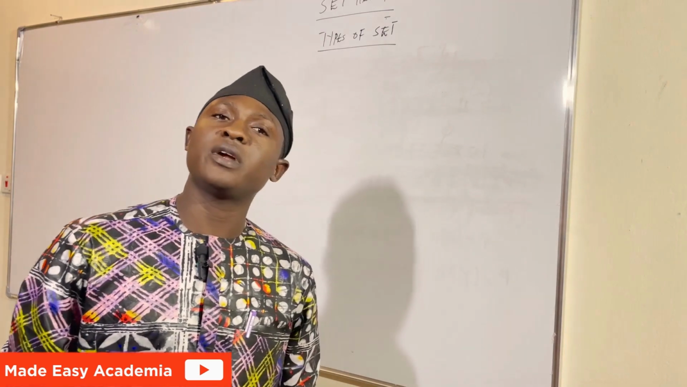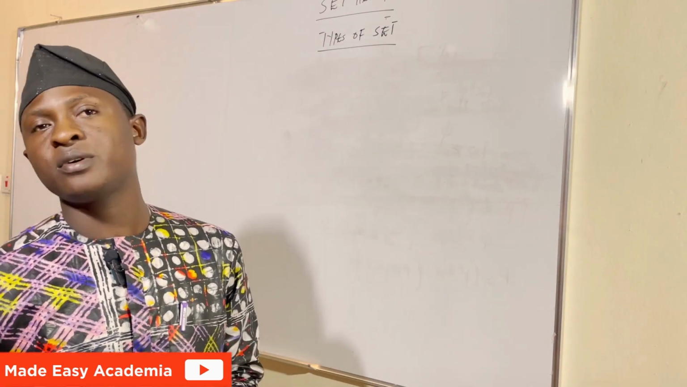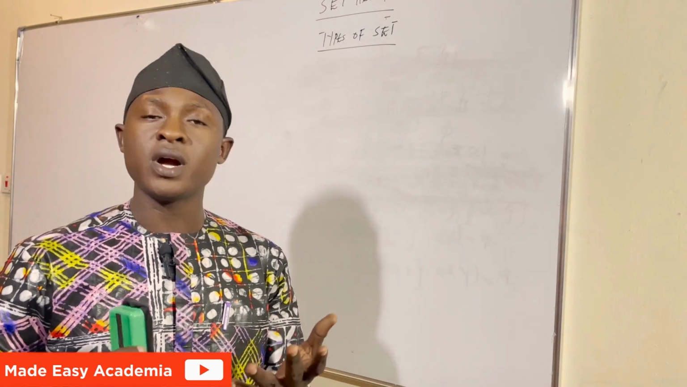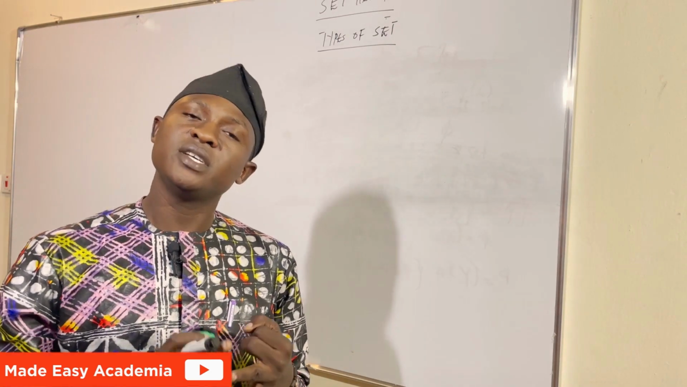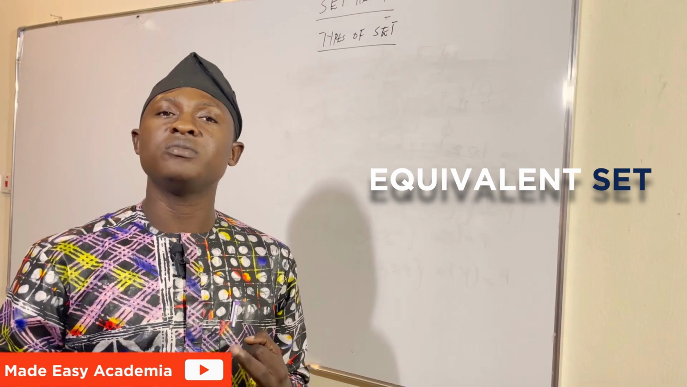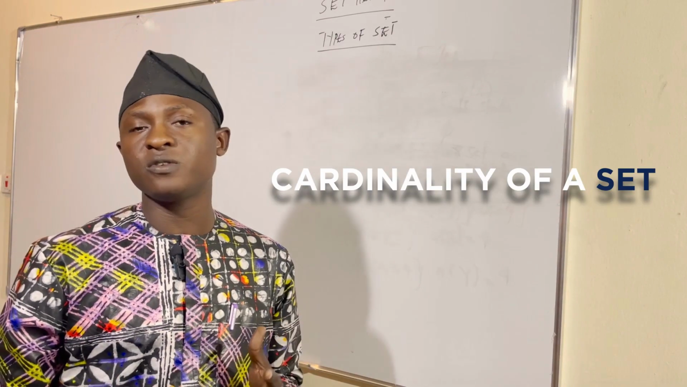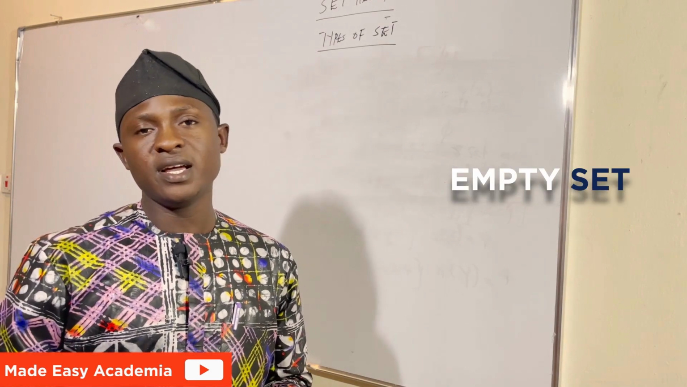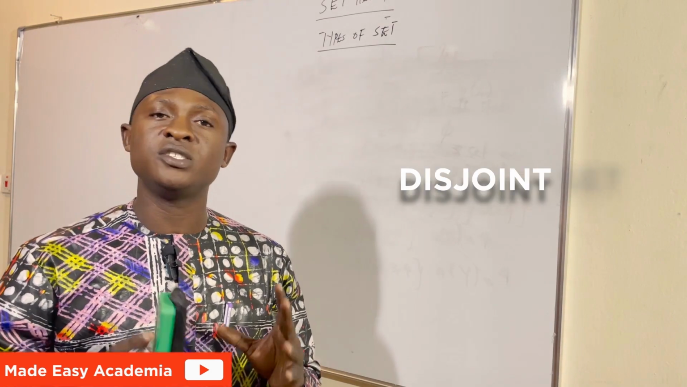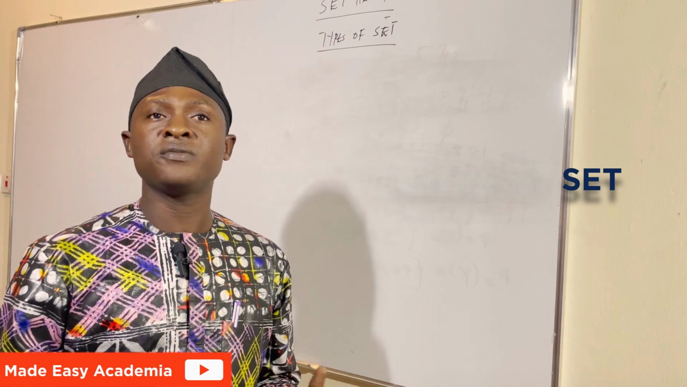So far, to summarize what we have discussed, we discussed the types of set that we have. One, we mentioned equal set. Then we mentioned equivalent set. At the same time, we mentioned how to find the cardinality of a set. We mentioned the power set. We mentioned how to find the empty set, as well as how to find the disjoint set. So these are all for the types of sets.